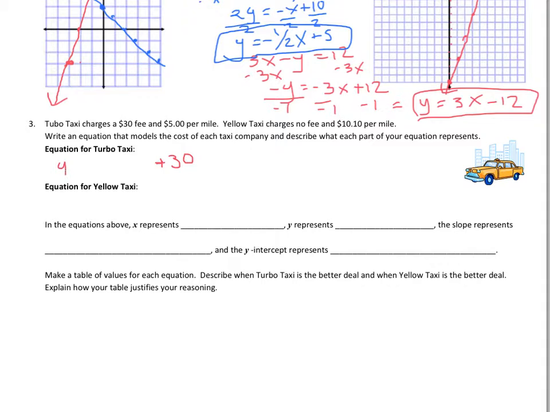So what is our slope? It says a $30 fee and a 5 per mile charge. So it's 5x plus 30. How about yellow taxi? It says there's no fee. My b or y-intercept is 0. And that it's $10.10 per mile. So it's y equals 10.10x. We could write plus 0, but we don't.